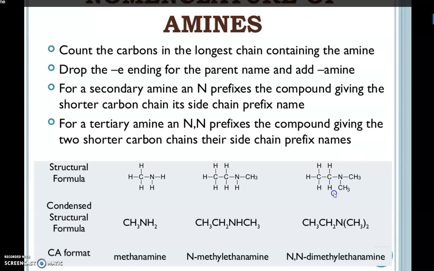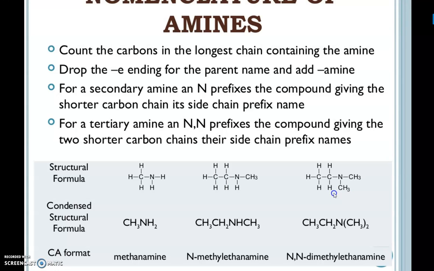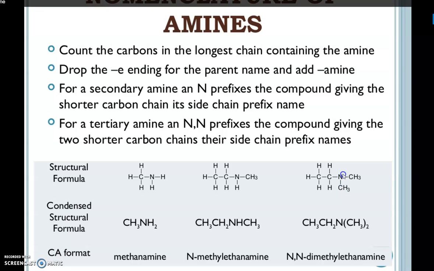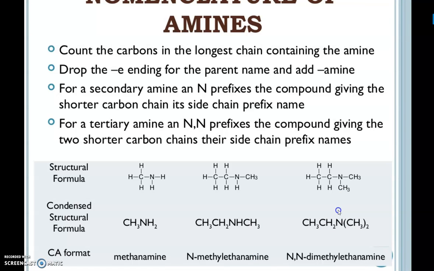Then if we take a tertiary amine, what do we have to do? We have to use the prefix two N's, that is N,N, then the two shorter carbon chains as prefixes. Here, N,N-dimethyl ethanamine, similar to that. This is the method of naming aliphatic amines.